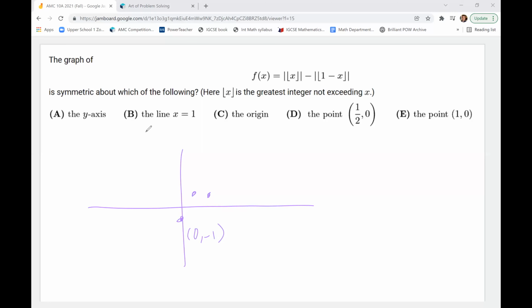For 3, we're going to get the absolute value of floor of 3, which is 3, minus the absolute value of floor of 1 minus 3. 1 minus 3 is -2. The floor of -2 is -2. Absolute value is 2. 3 minus 2 is 1. So it's looking like for every positive integer, we're just going to keep getting 1, 1, 1, 1, 1, 1.